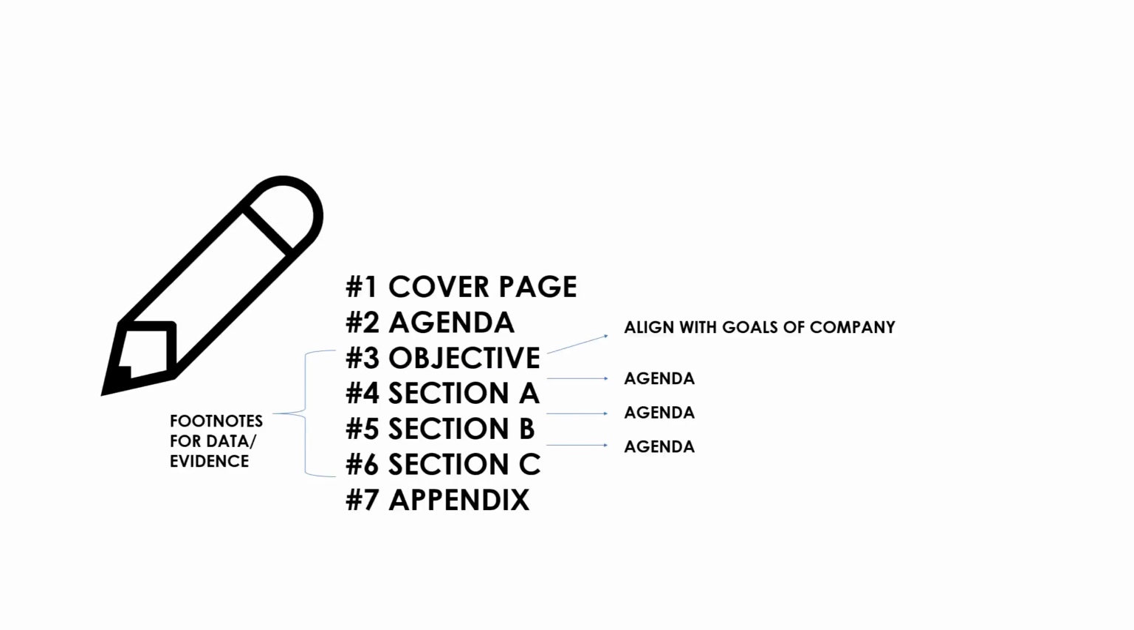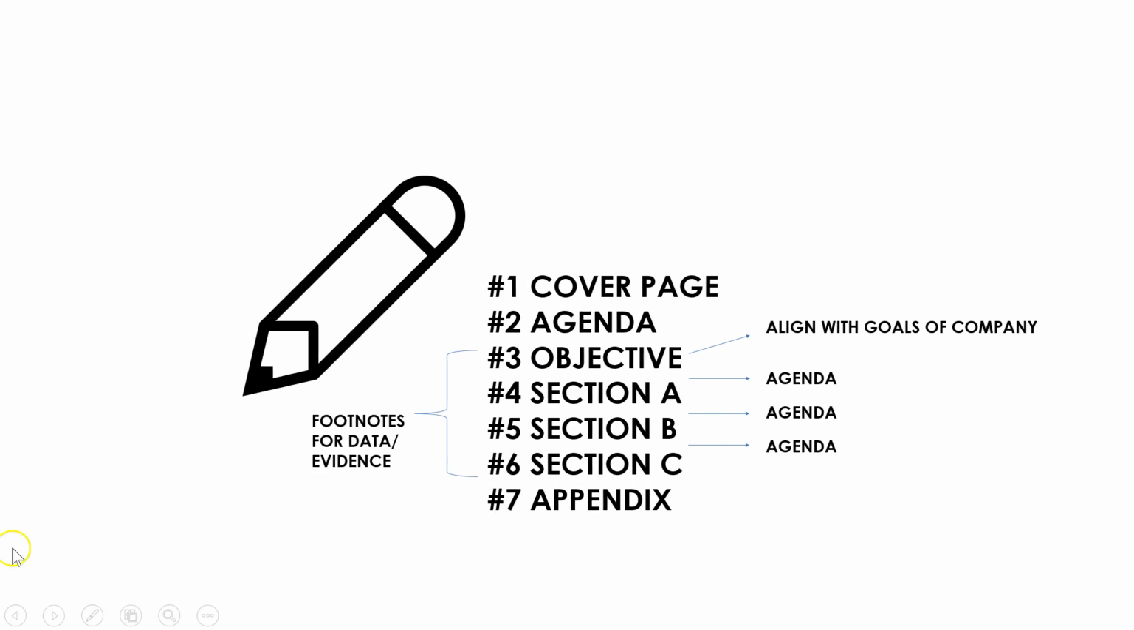Between each section, you should bring up the agenda again so that everyone knows where you are in the presentation. Highlight the particular section in the agenda that's applicable. In the objective section, align the goals of your marketing initiative with the overall annual goals of the company. This will help you sell your marketing plan.